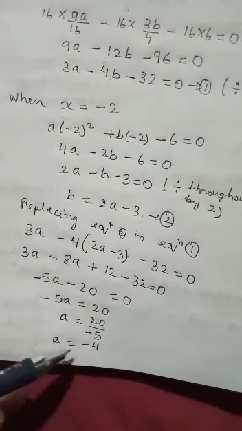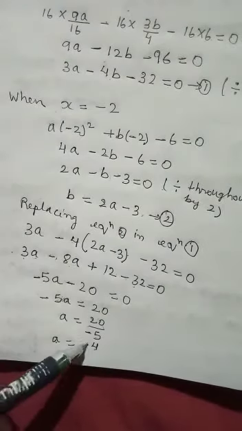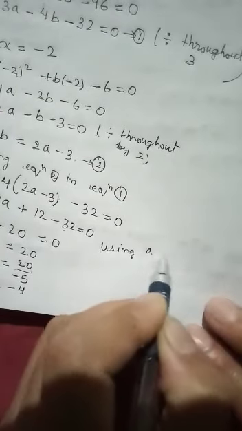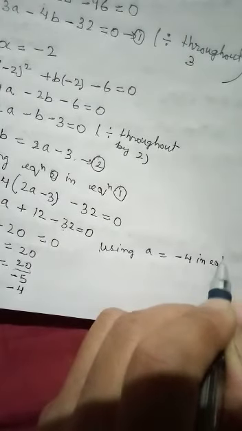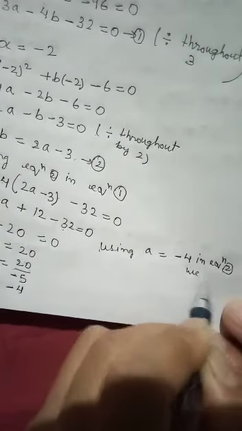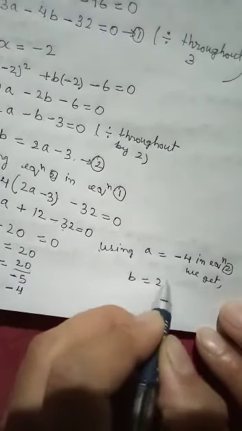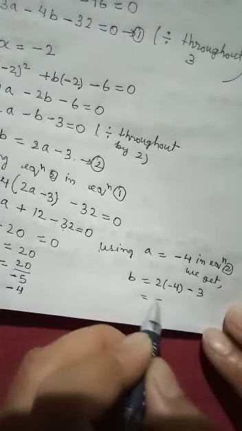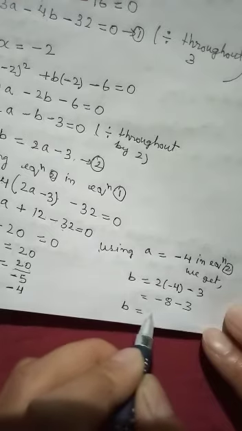Next, we have to find b. What to do? In place of a in equation 2 again, you put minus 4. Then you will get the solution. You can write again using a equal minus 4 in equation 2. We get b equal 2 into minus 4 minus 3. 2 into 4 will be 8. Both are minus, so we can plus.